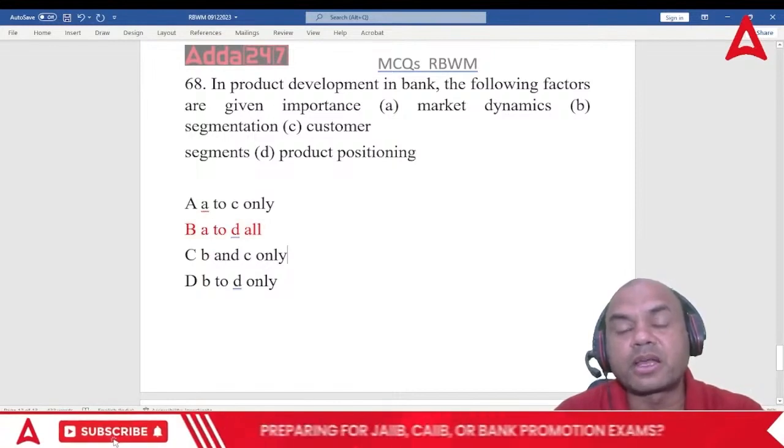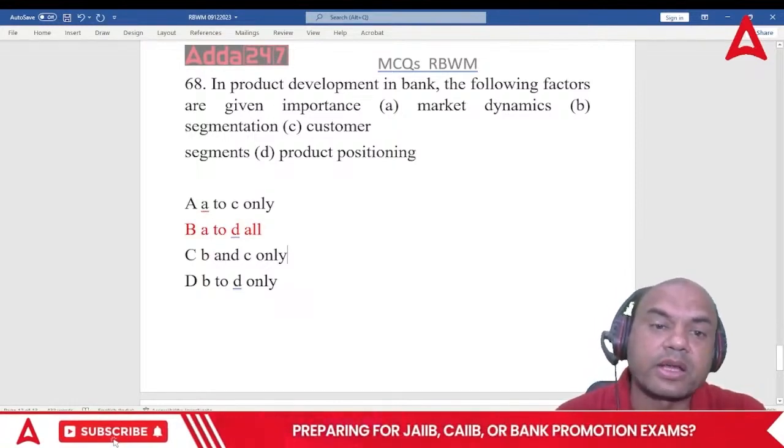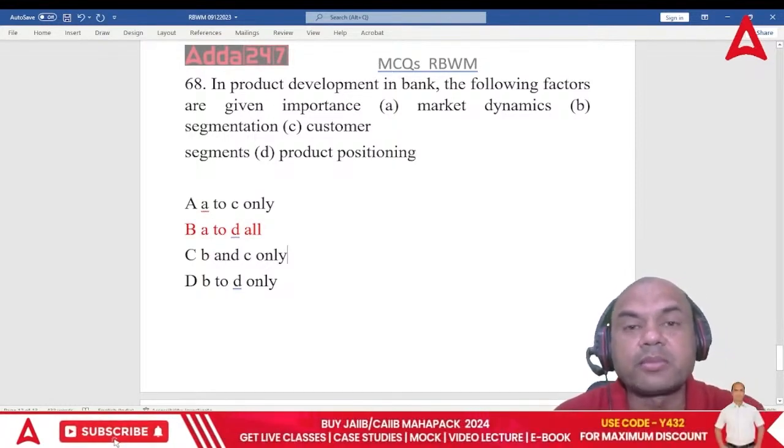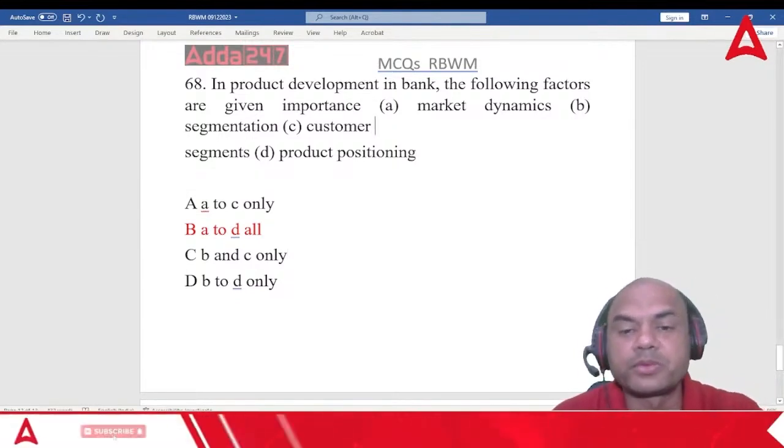Market dynamics. What is the market product? What is the market trend going on right now? Segmentation. What type of customer am I targeting? Customer segments, right? And product positioning.